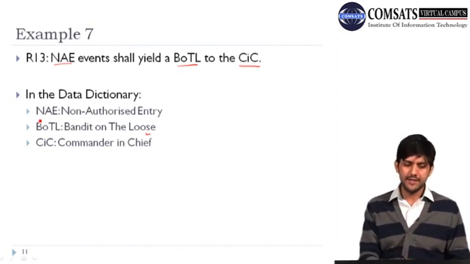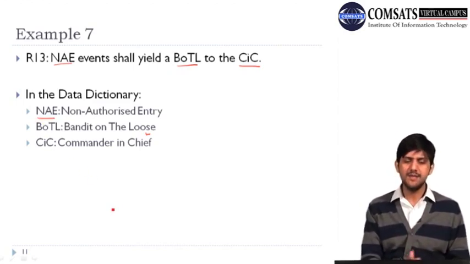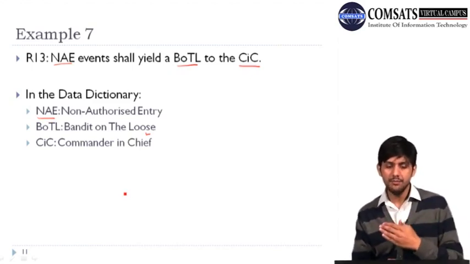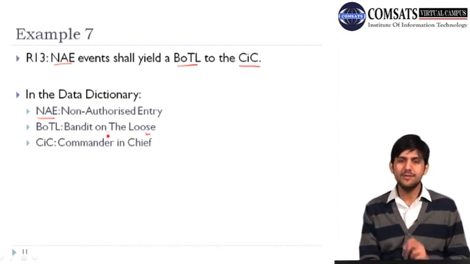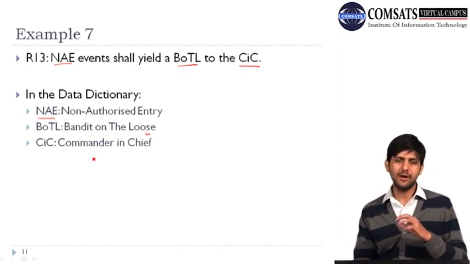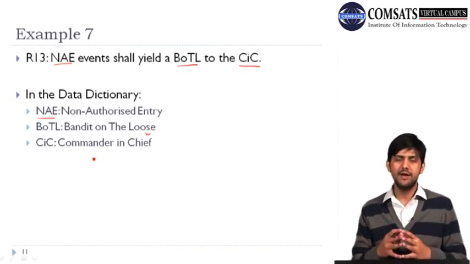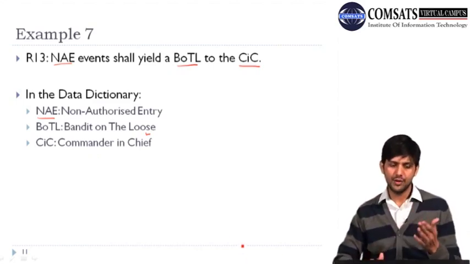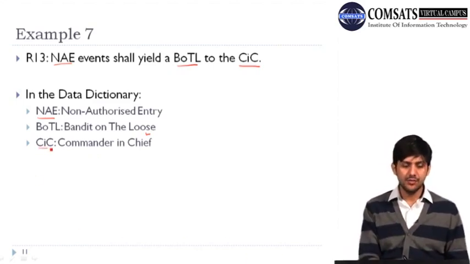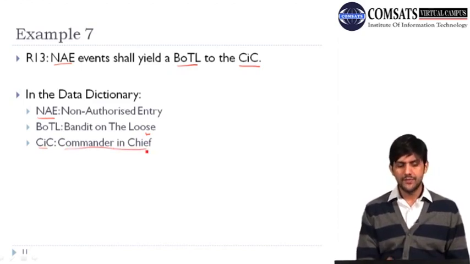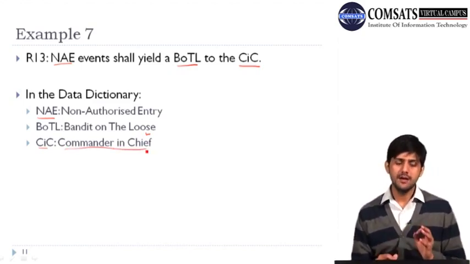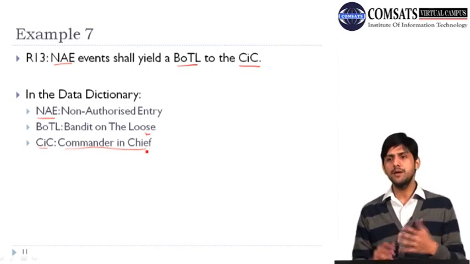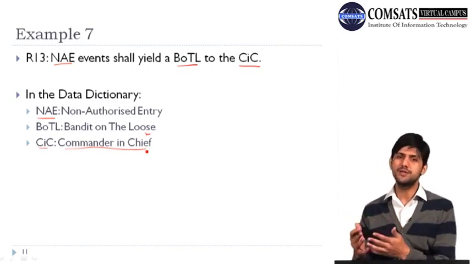For example, what is meant by NAE? NAE means non-authorized entry. So we are saying that non-authorized entry events shall yield a BOTL. What is BOTL? Bandit on the loose. So it is kind of an alert or a message that you have within your system. Everybody is familiar with this particular term. You are saying that there is a bandit on the loose, BOTL, to the CIC. Who is the CIC? It is the commander-in-chief. So you want a certain event to be generated, that there is a bandit on the loose, whenever somebody unauthorized enters the building, and you want a particular user, the commander-in-chief, to be informed about it.